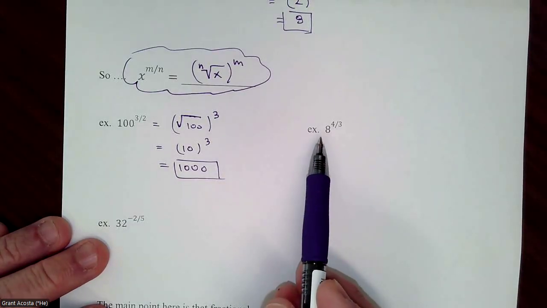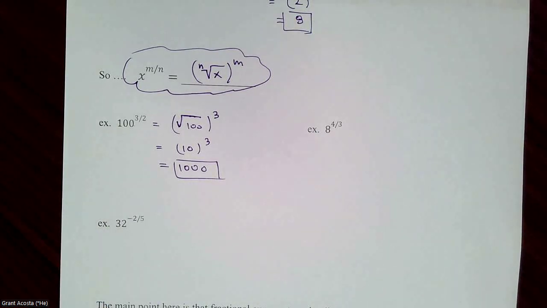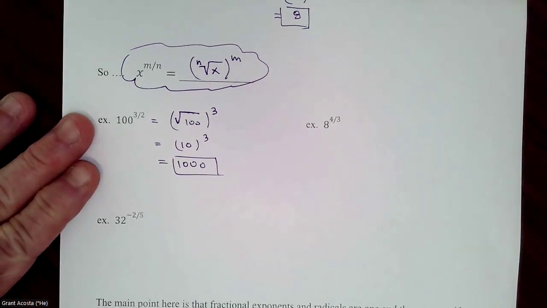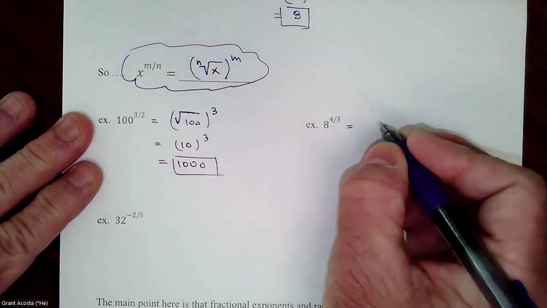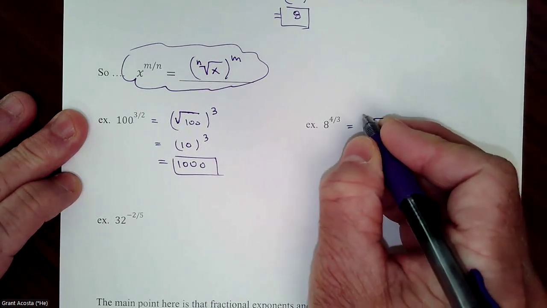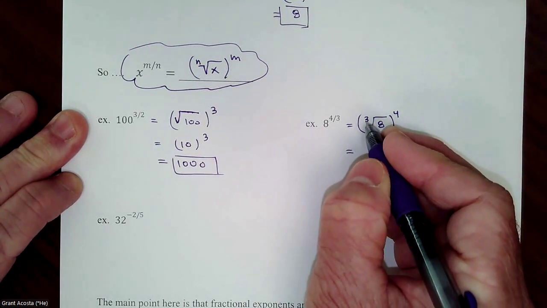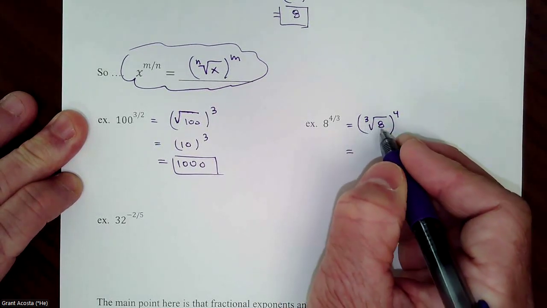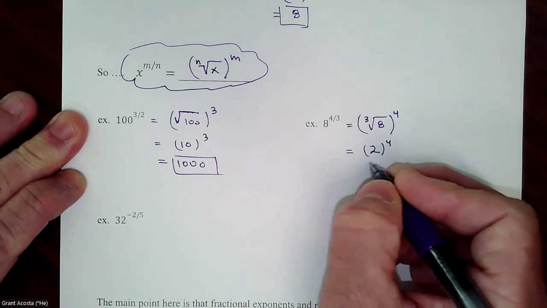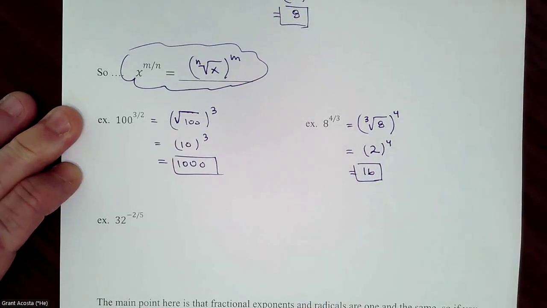Okay, it's a good time to pause the video and figure out what 8 to the 4/3 is. Hopefully you tried that and realized the best way to do this would be to take the cube root of 8 and then raise that to the 4th power. Cube root of 8 is a number times itself 3 times that gives me 8, which is 2. And 2 to the 4th is 16. 2 times itself 4 times.